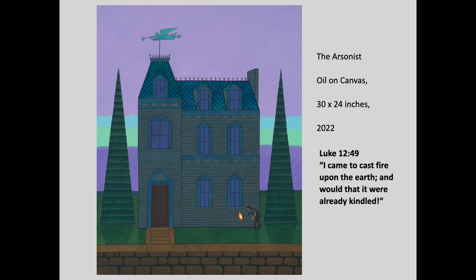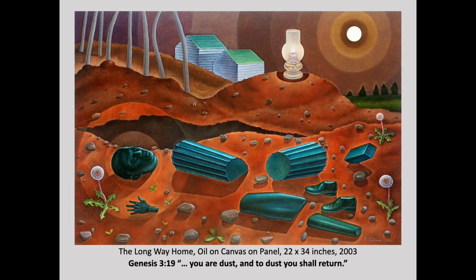So you can see the figure in the bottom right setting fire to this little Gothic home. The angel of judgment is in the weather vane. It's in low-key colors. It's more of a nocturne. This painting is called The Long Way Home. And I was thinking of, you are dust, and to dust you shall return.